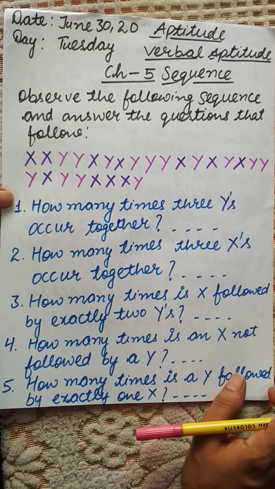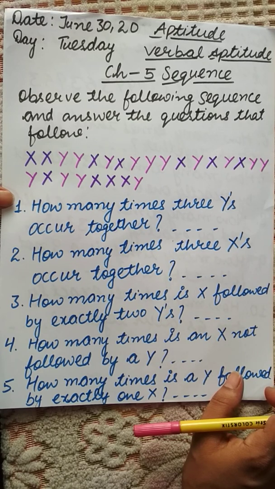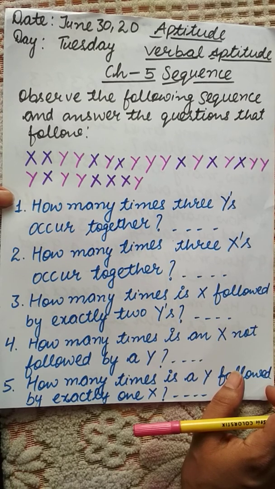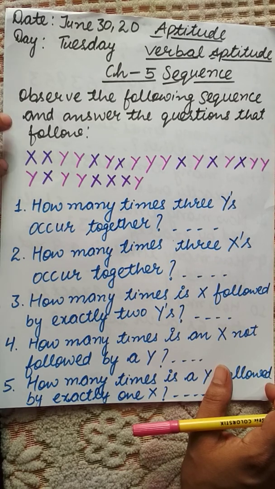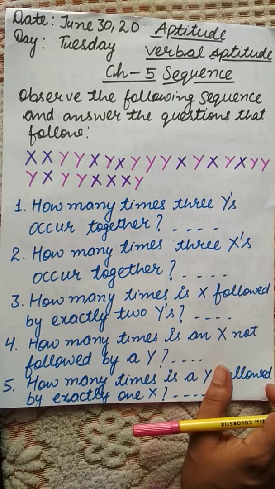Today we will continue with the next topic of aptitude under verbal aptitude. Chapter number 5, that is sequences. In this chapter we are given some sequences, and from those sequences we are to give the answers to the given questions.